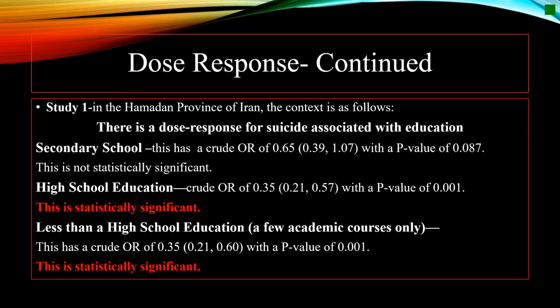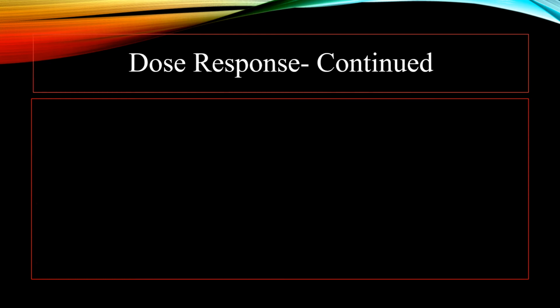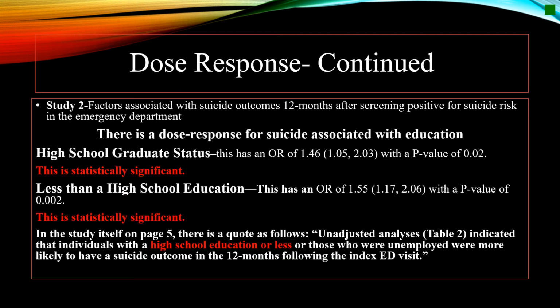What I'd like to point out here is essentially that there is a dose response for suicide associated with education. If you take a look at secondary school here, it has a p-value that is not statistically significant. However, when we get to those who only had a high school education and less, we do get statistically significant p-values. Now for study 2, this was the emergency department data study. We see that the p-value once again goes from being non-significant for the high school graduate status in this case, to when the individual had less than a high school education, then the p-value was 0.002, which is highly significant. In the study itself, it says that individuals with a high school education or less, or those who are unemployed, were more likely to have a suicide outcome in the 12 months following the emergency department visit.